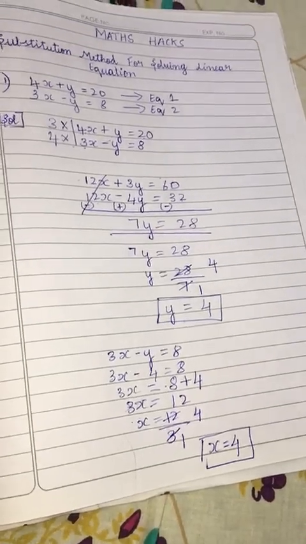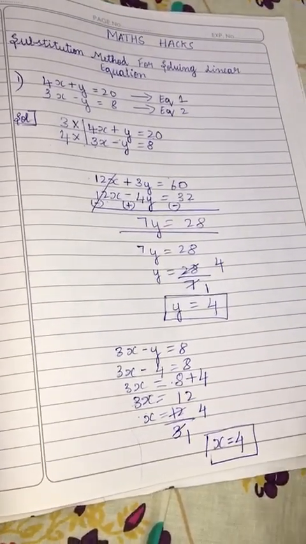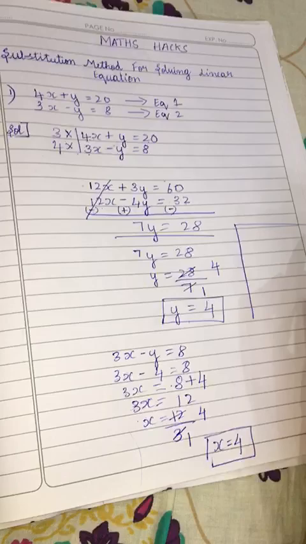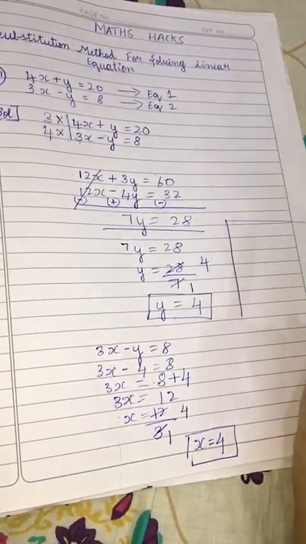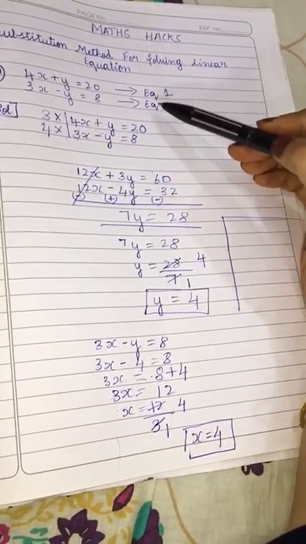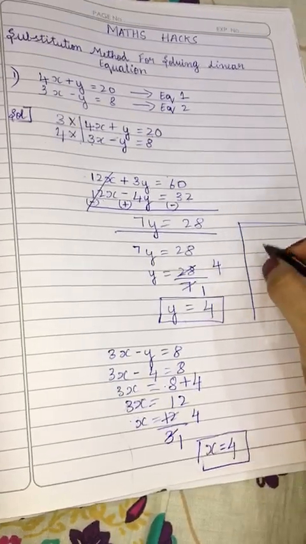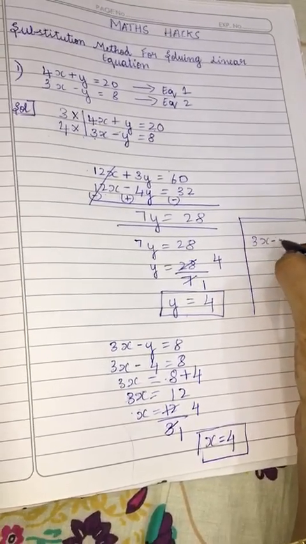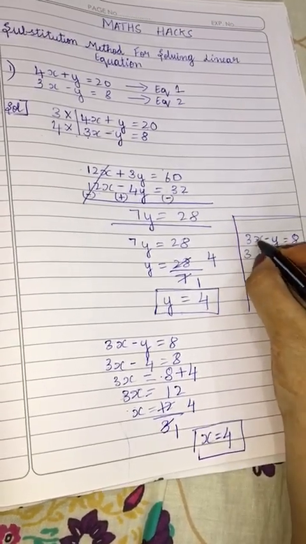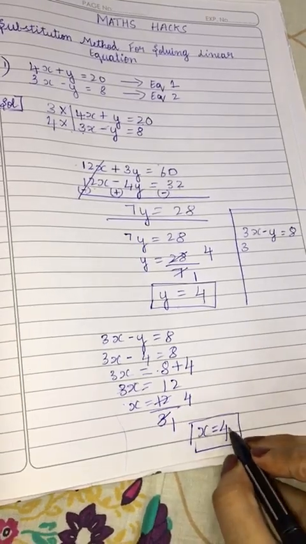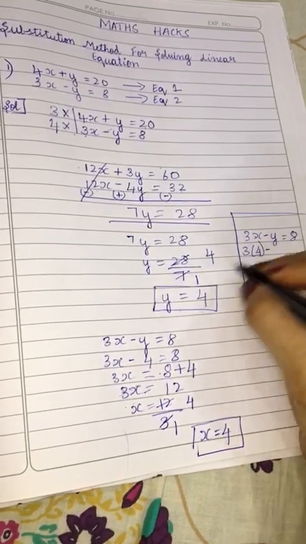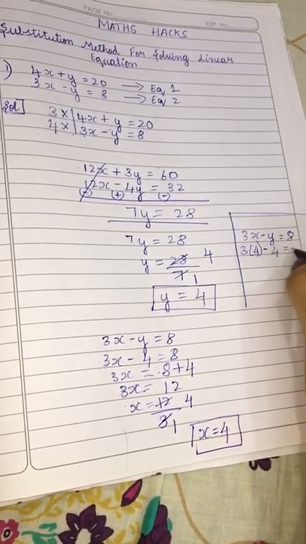Now we have to cross check whether our answers are right. So to cross check, we will do the verification here. We can take any equation, but this time we'll take the second equation itself. 3x minus y is equal to 8. We got the value of x as 4, so in x's place we'll put 4. Minus, and we got the value of y as 4 itself. So 4 is equal to 8.